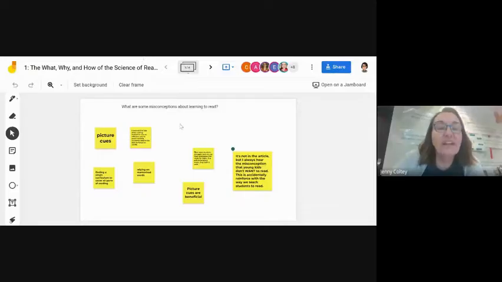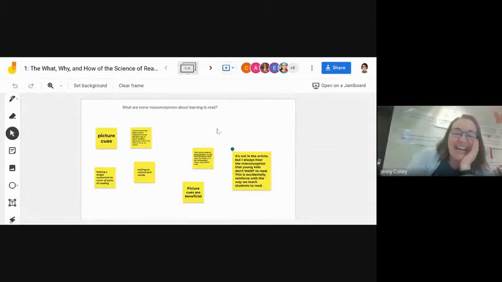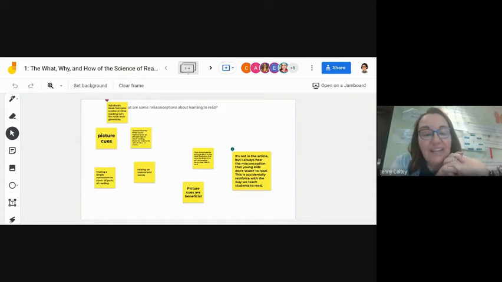Let's take a look at the Jamboard. I'm going to share my screen again so that I can share the Jamboard. All right, can everybody see that? I'm going to take that as a yes because I can't see you now. Okay, so what are some misconceptions about learning to read? What stands out to you on this slide? Do you see any trends?